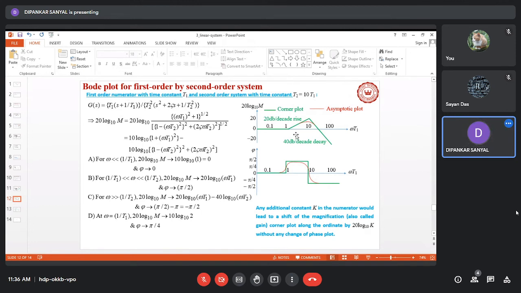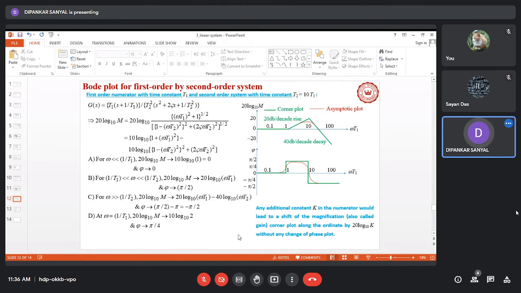The corner plots have a very strong role, and all the time we have kept on repeating that all systems could be considered decomposed in terms of first order and second order. So if we know their properties clearly, then once we know the corner plot, we can combine the corner plots in any manner and finally construct the phase and gain plot of a system.